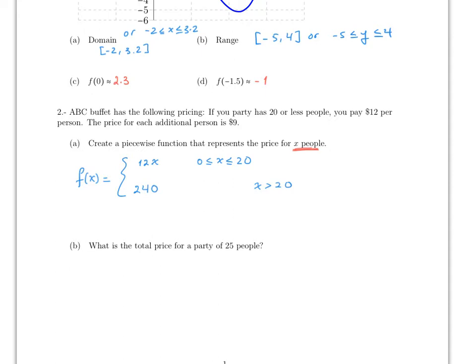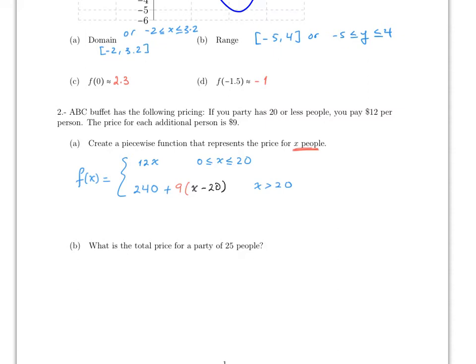How do we get to 240? Well, because if you have 20 people, that's the maximum you can get for this equation, and you have to pay 12 for each. Well, that will have to be 240. Plus, you have to pay $9 for each extra person over 20. And this is the part you have to be very careful. So this has to be x. Remember, x is going to be more than 20. So you're going to subtract 20 from this.